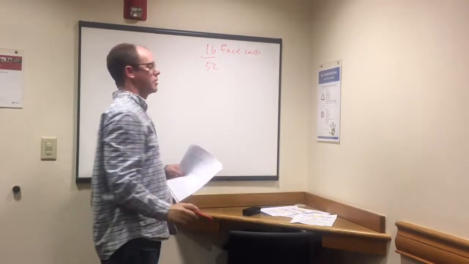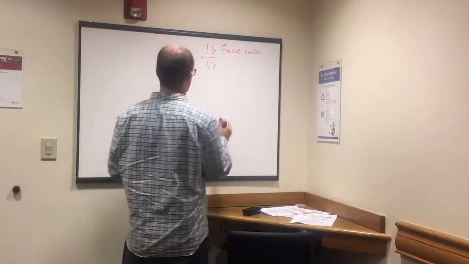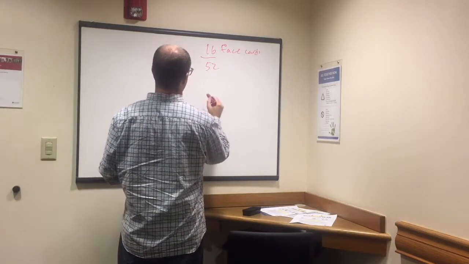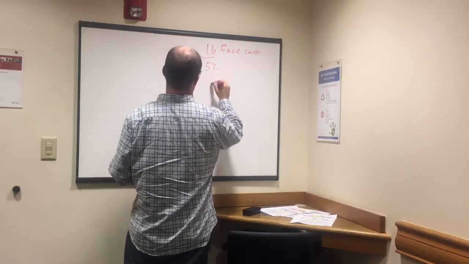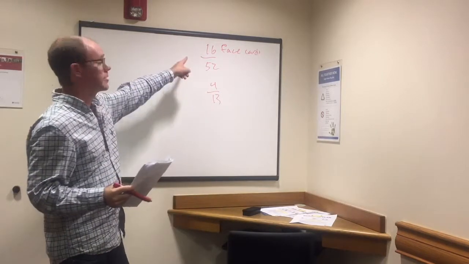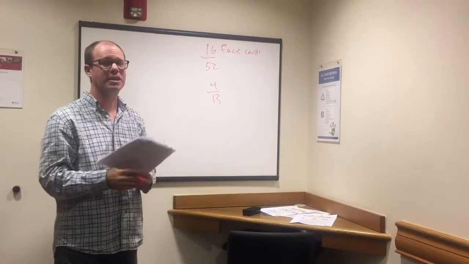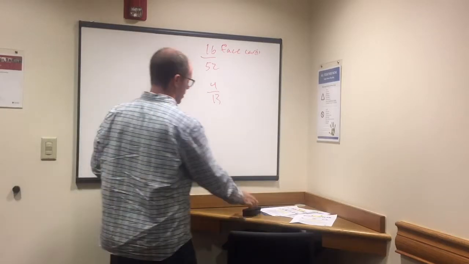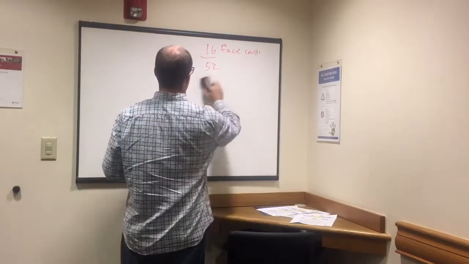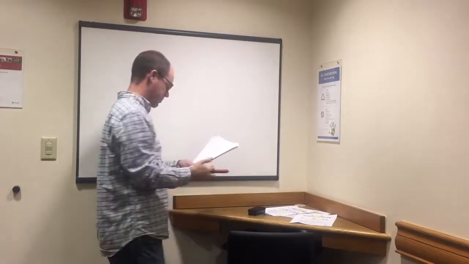Okay, and on almost all questions, they're going to want you to reduce that, right? So if we have 16 over 52, if we divide each of those by 4, we will get 4 out of 13. Right, 16 divided by 4 is 4. 52 divided by 4 is 13. And so then a good answer would be 4 out of 13 chance you will get a face card.